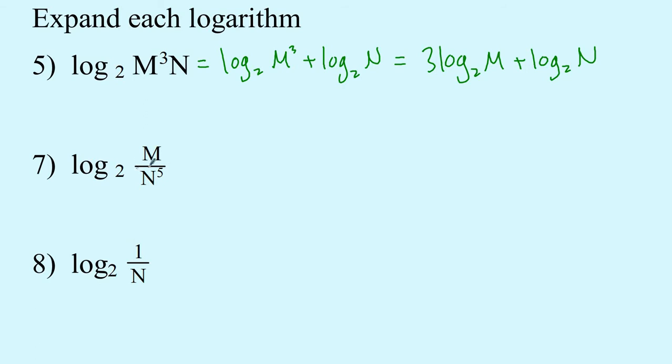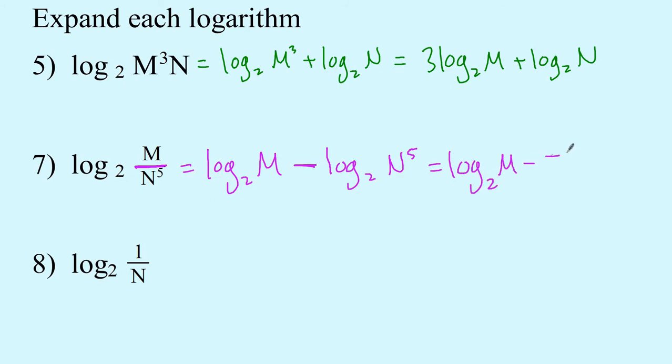Number 7, we have division. So rewrite that as something subtracting the denominator. Notice my base is still the same for both of them. I don't like that power, so I'm going to move it. So log base 2 of m minus 5 log base 2 of n.